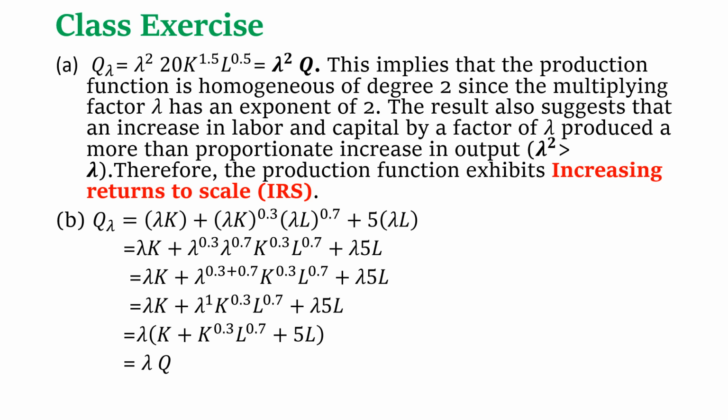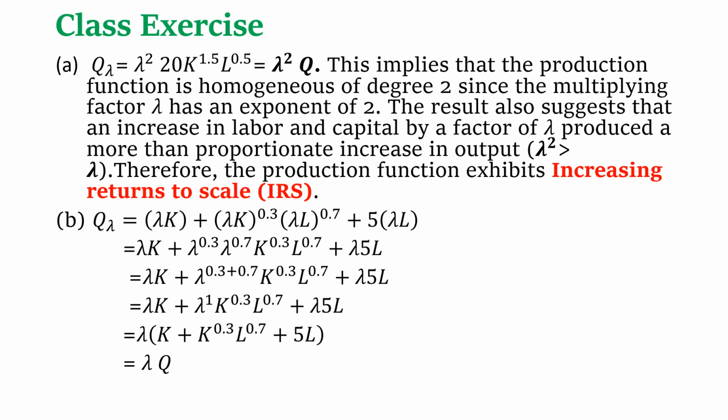We do the same thing, right? We just multiply the input by lambda. Then we do the same thing for this other one, lambda k, and then lambda l. But we have a production function which was given as k plus k to the 0.3, l to the 0.3 plus 5l, right?